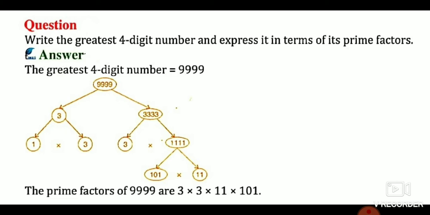Therefore the prime factors of 9999 are 3 into 3 into 11 into 101. If you multiply these, again you will get 9999, which is the greatest 4-digit number. In this way you have to find the greatest 4-digit number 9999 in terms of its prime factors.